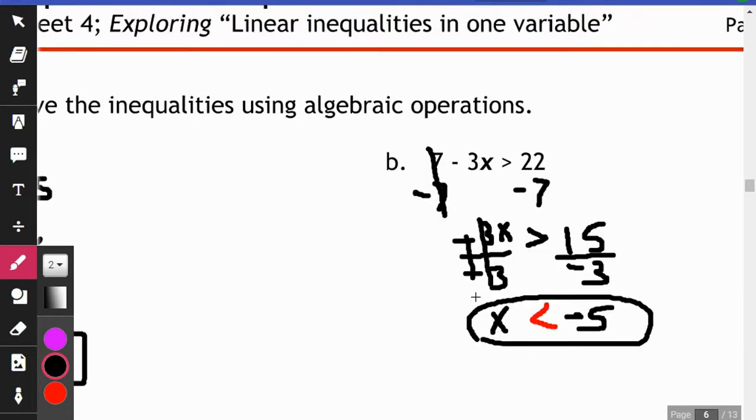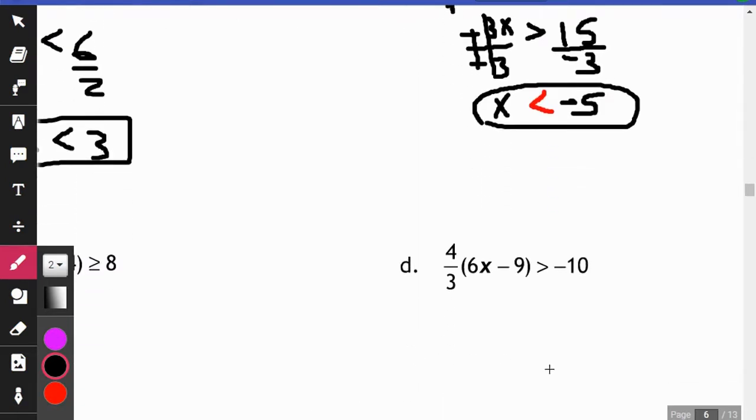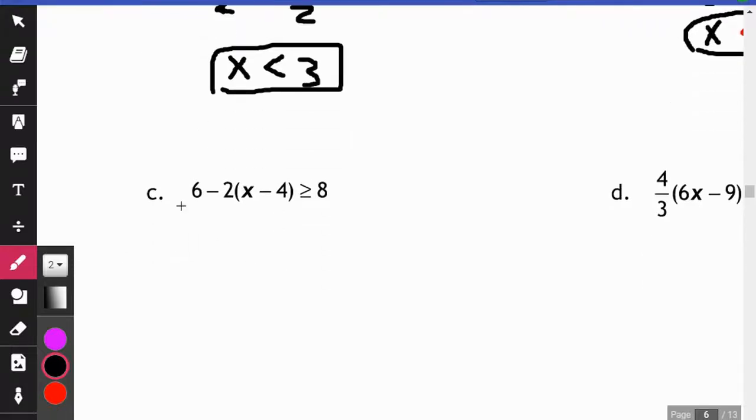I put it in red. You don't have to put it in red, but you have to remember to always turn it around if you multiply or divide by a negative. That's the big rule with inequalities. Everything else is the same as what you've learned before with equalities, with equal signs, with equations.